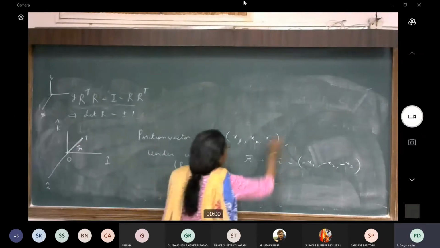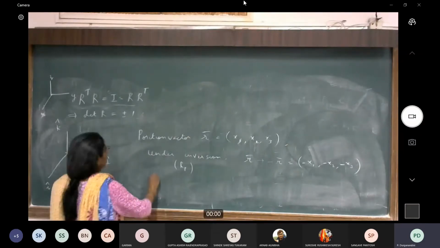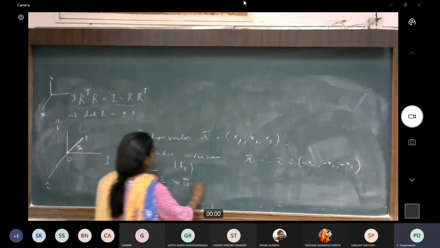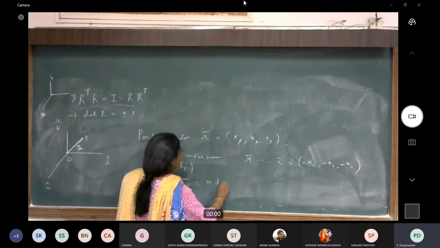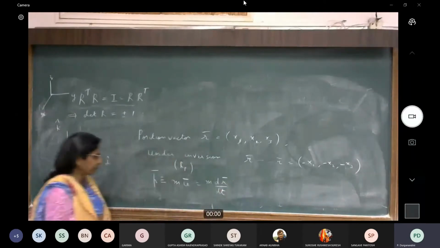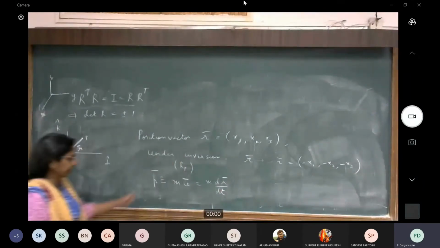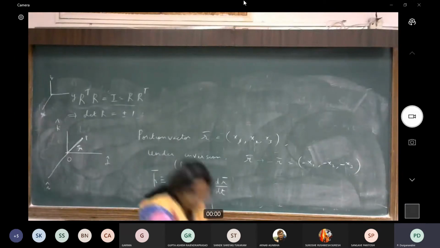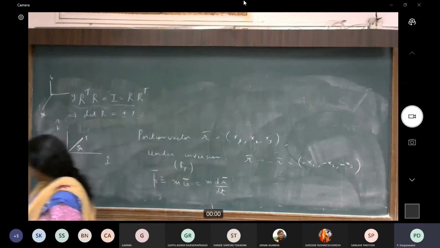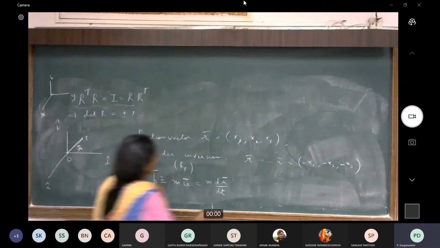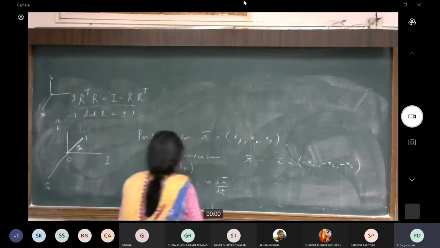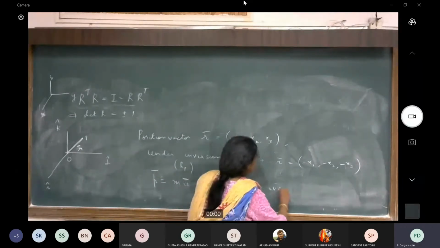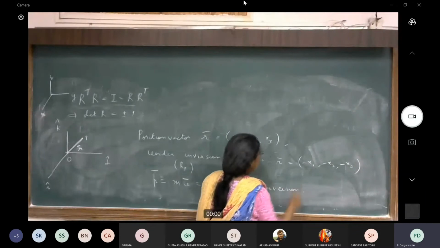Now let's take the momentum vector, for example. Another thing. So the momentum vector P is by definition what? MV, which is nothing but m times dr by dt. I'm taking a point particle of mass m, and let us say that its position vector is given by R. So classically, I can simply write its momentum as mV, which is m dr by dt, where t is time. Now, how does this transform under inversion?